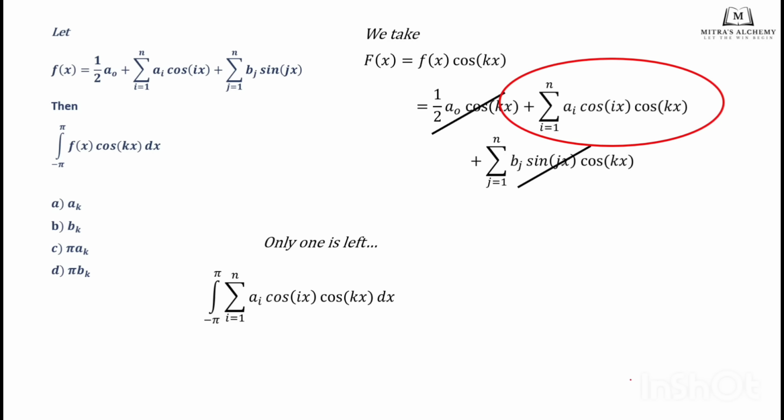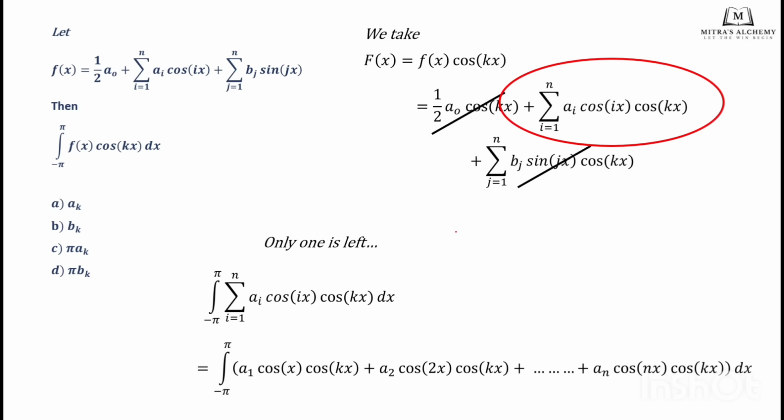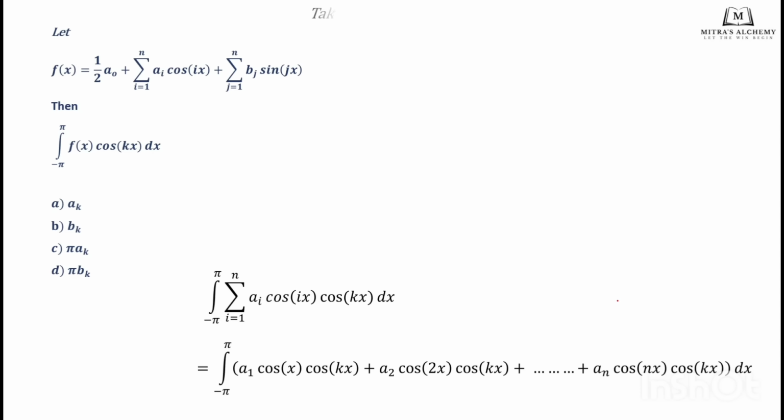Now if we expand this term, it looks really big: a1 cos x cos kx, a2 cos 2x cos kx, and so on and so forth, right? Now even though this looks big, this can be shortened up. How do I do that? I take the general term, which looks like this, almost similar to the last term, as you can see. So a_n cos nx cos kx dx.